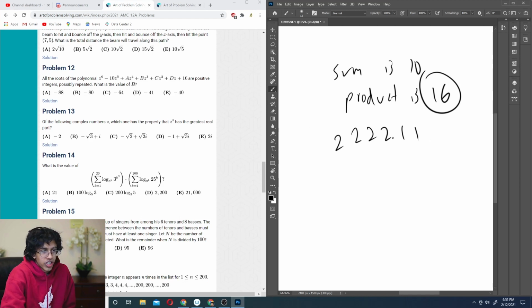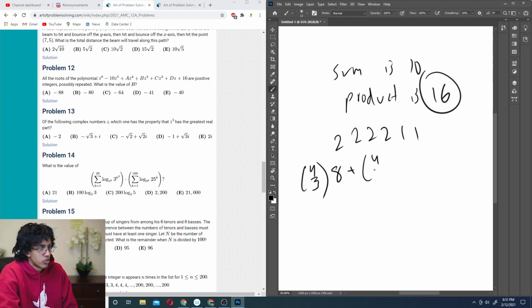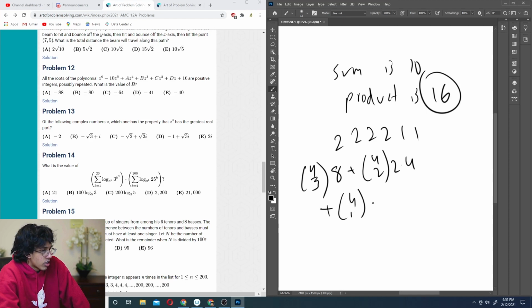So how many ways are there to get three twos? That's 4 choose 3, and if you do three twos, then your product is 8. And if you want two twos and one one, then you do 4 choose 2 times 2, and then your product is 4. And if you do one two and two ones, there's only one way to choose the ones. There's 4 choose 1 ways to do the twos, and that will give you times 2. And is that it? Yeah, so then you just do this out.